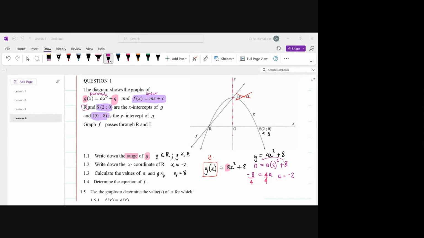Then it says here, 1.4, determine the equation of F. Now, F, if we go back to the instruction they've given us, is our straight line. So if we want to determine the equation of F, we need to use F of x is equal to y, mx plus c. We need two things. We first need the gradient, and we also need our y-intercept. Our y-intercept is nice and easy. We already know that it's 8. That's the y-intercept of our straight line, so I can already sub that in.